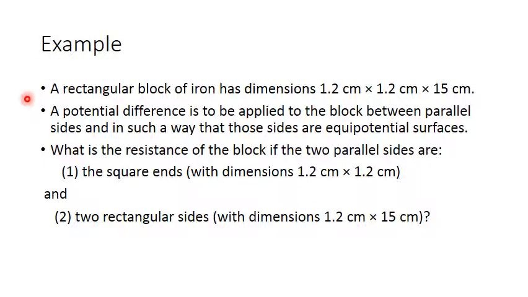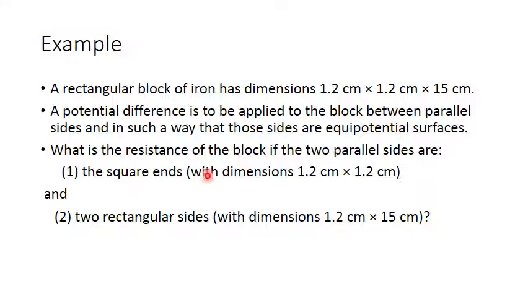As an example, suppose you have a rectangular block of iron with dimensions 1.2 centimeters by 1.2 centimeters by 15 centimeters. So this is the cross section area, 1.2 multiplied by 1.2, and this is the length. The potential difference is to be applied to the block between parallel sides in such a way that those sides are equipotential surfaces. So we have two electrodes on the parallel sides. What is the resistance of the block?